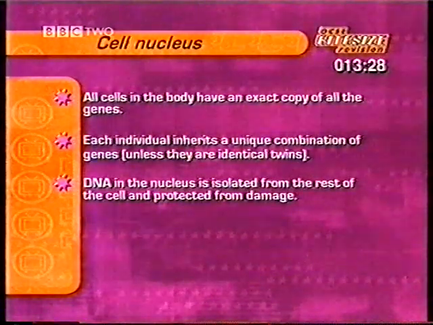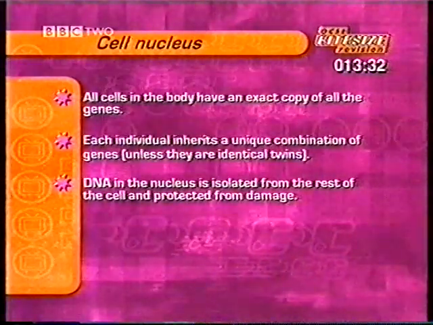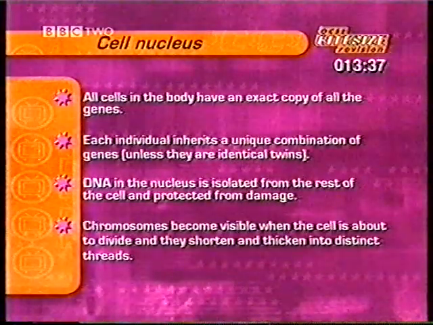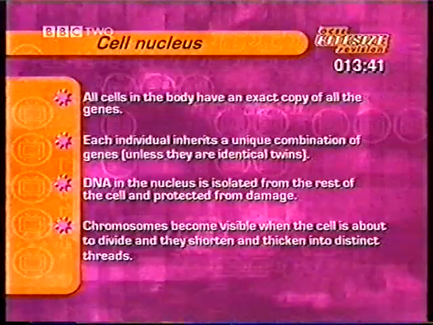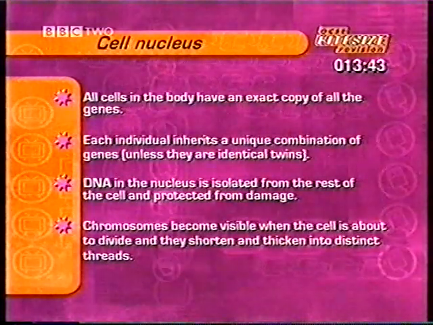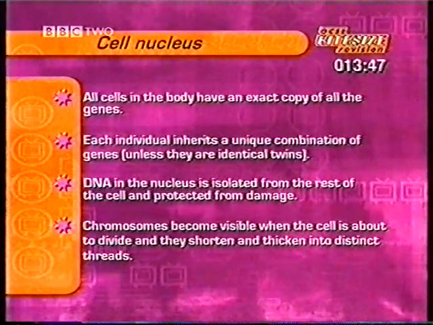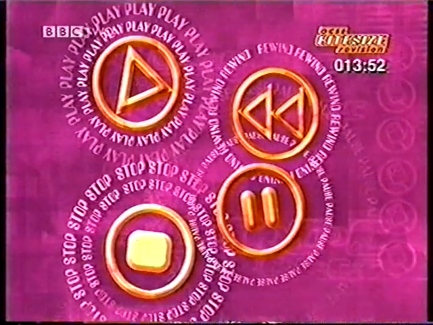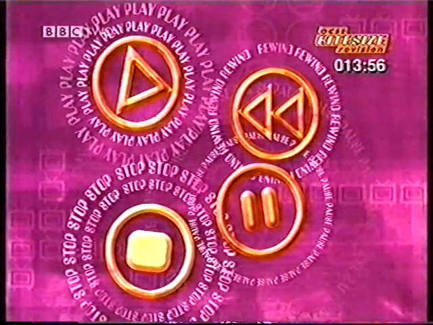DNA in the nucleus is isolated from the rest of the cell contents and their reactions, so it's protected from the possibility of damage. Normally, the chromosomes in the nucleus are too thin to be seen, but they become visible when the cell is about to divide, when they shorten and thicken and appear as distinct threads. That's the end of the section about the cell nucleus.